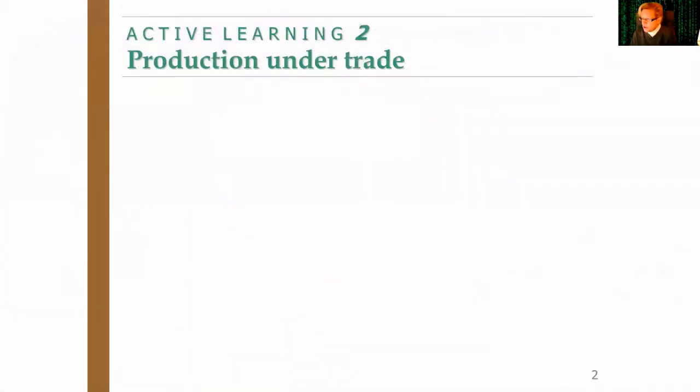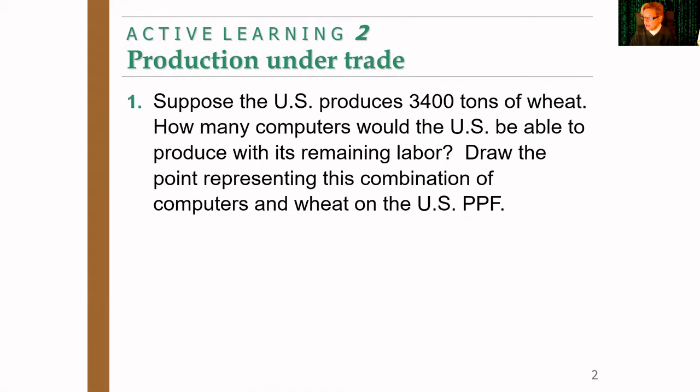Okay, so here we have additional information that would be given to us in a problem statement. Suppose the U.S. produces 3,400 tons of wheat. How many computers would the U.S. be able to produce with its remaining labor? Draw the point representing this combination of computers and wheat on the U.S. production possibilities frontier.